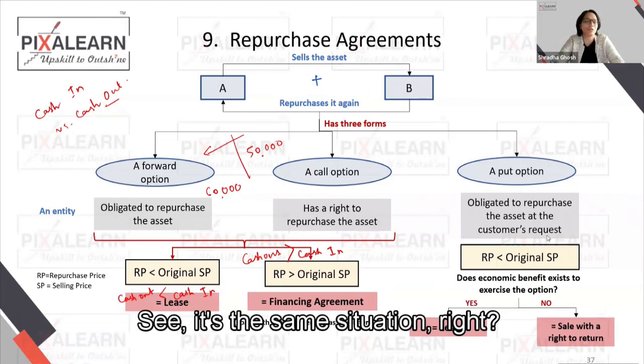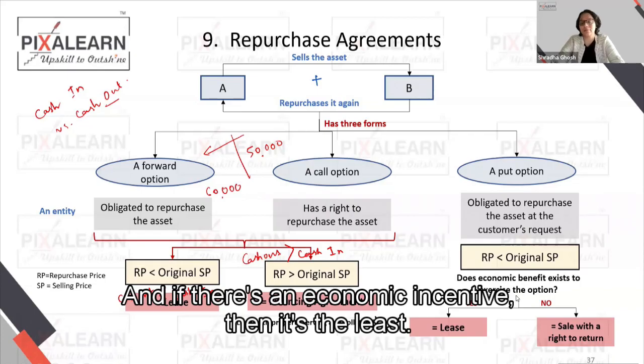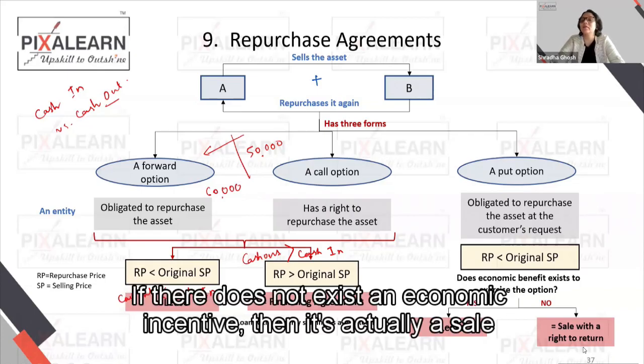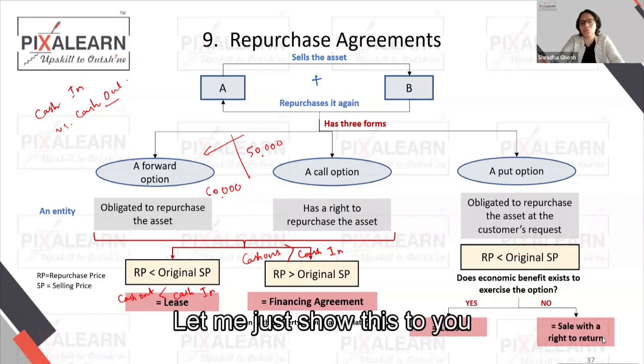See, it's the same situation, right? When your repurchase price is lower than your original selling price, and there's an economic incentive, then it's a lease. If there does not exist an economic incentive, then it's actually a sale with a right to return. Okay, let me just show this to you.